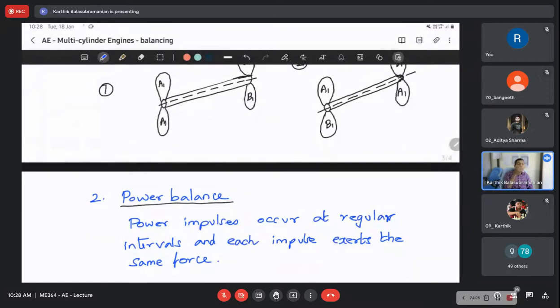So now consider just a single cylinder engine. What type of imbalances will be there? Is it balanced? How will you balance it? Considering all that we have discussed so far, just consider a single cylinder engine. Okay, now we'll go one by one.